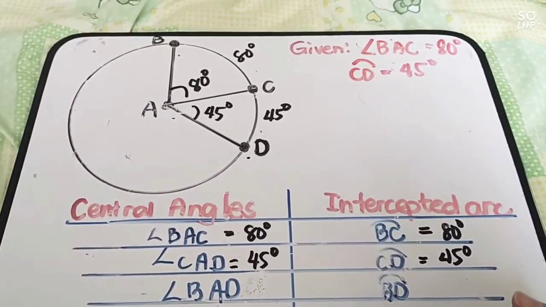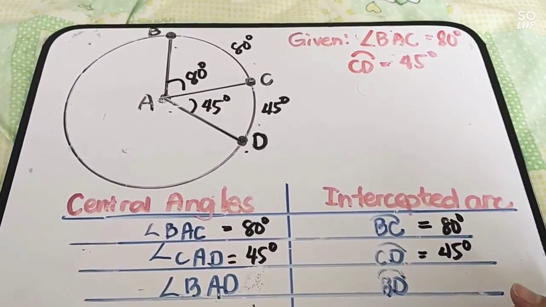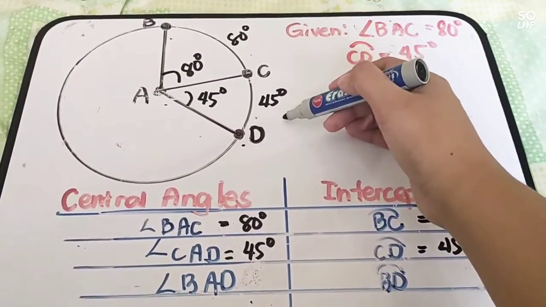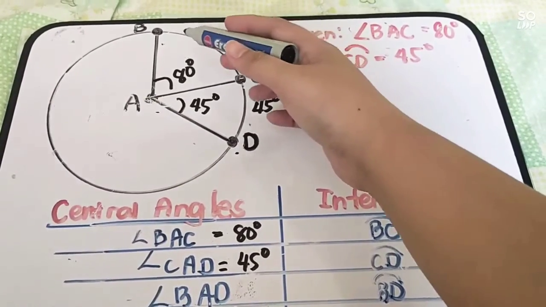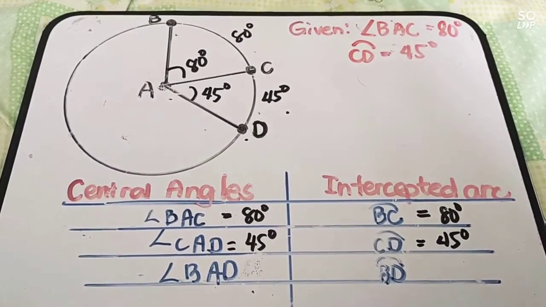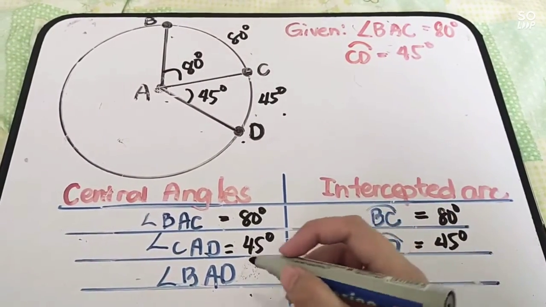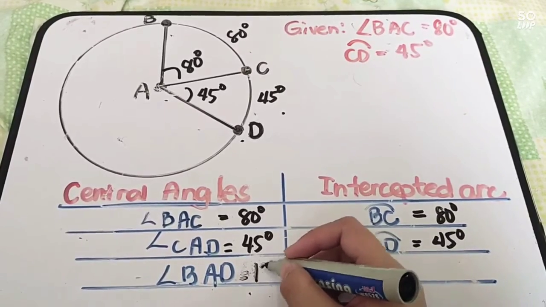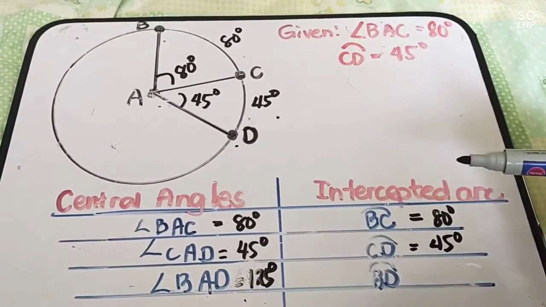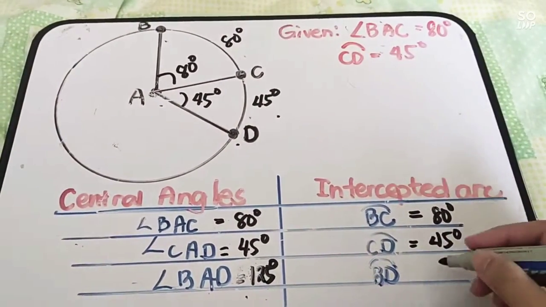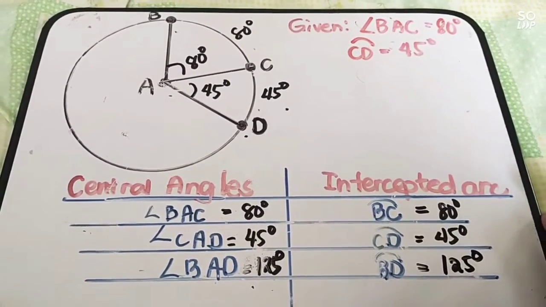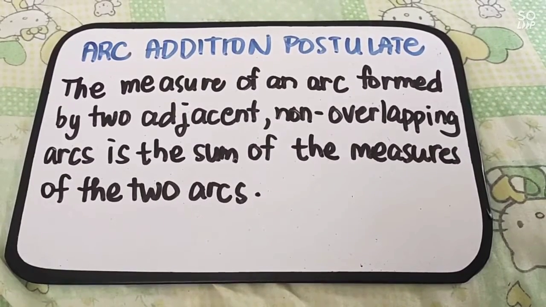How will you find BAD? This time, you are going to add 80 plus 45 to find angle BAD. Now, what is 80 plus 45 degrees? The answer is 125 degrees. If BAD is 125 degrees, therefore, arc BD is also 125 degrees.